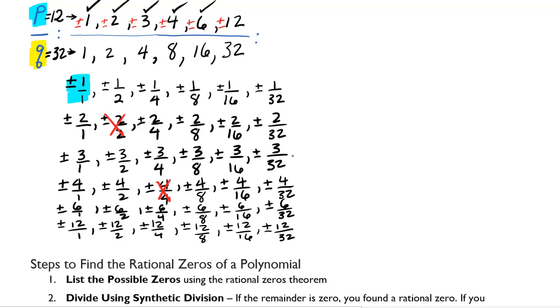Okay, so now let's look at the 1/2, plus or minus 1/2. We can cross out the plus or minus 2 over 4, plus or minus 4 over 8. Okay, now let's look at plus or minus 1 over 4. So 1/4. So we can cross out the 2/8. We can cross out the 4/16.